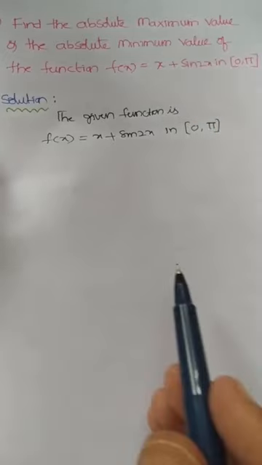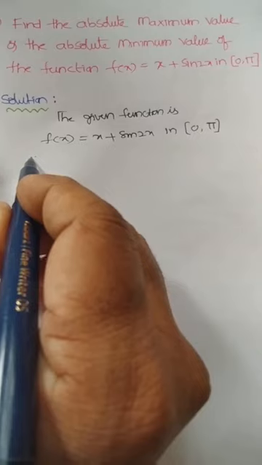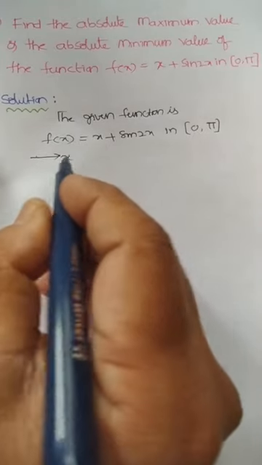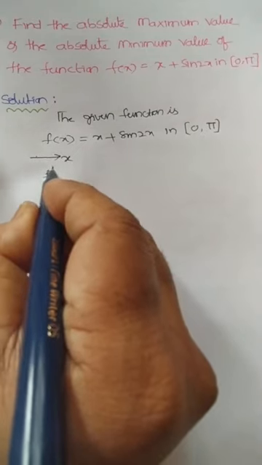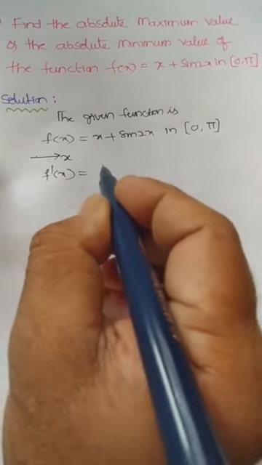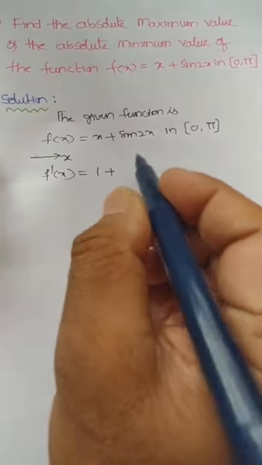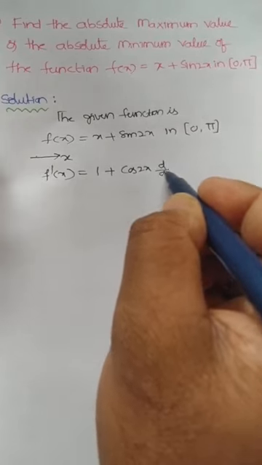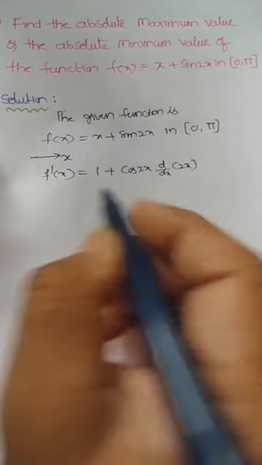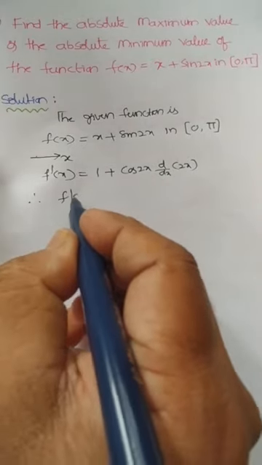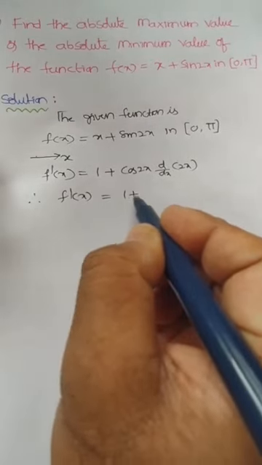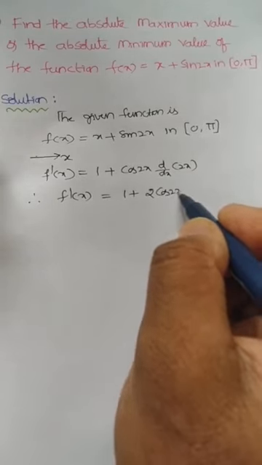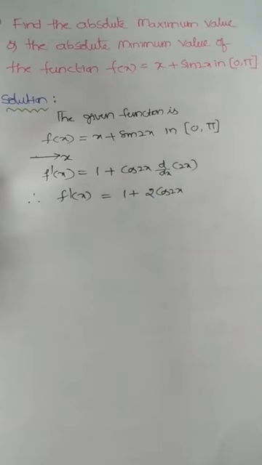So I require the stationary points. For that I require the f dash of x value. I am differentiating the function with respect to x on both sides. So f dash of x is equal to: derivative of x is 1, plus derivative of sine 2x is cos 2x, and again you have to differentiate the term 2x. So f dash of x is 1 plus 2 cos 2x. This is our f dash of x.